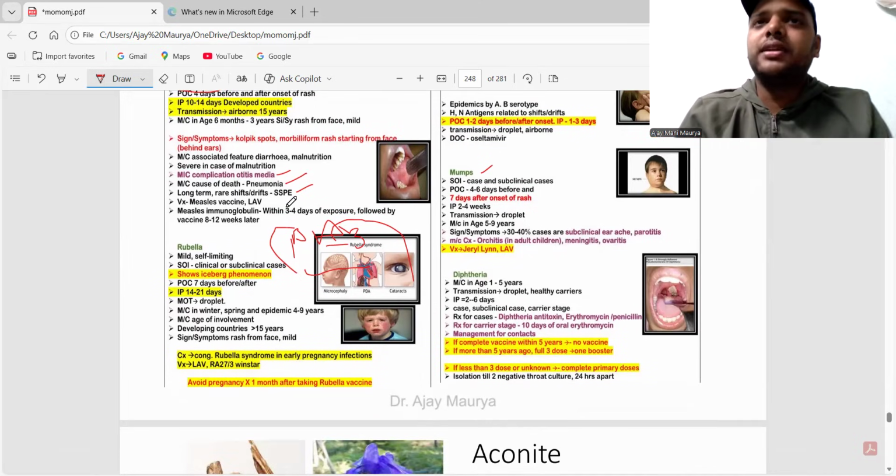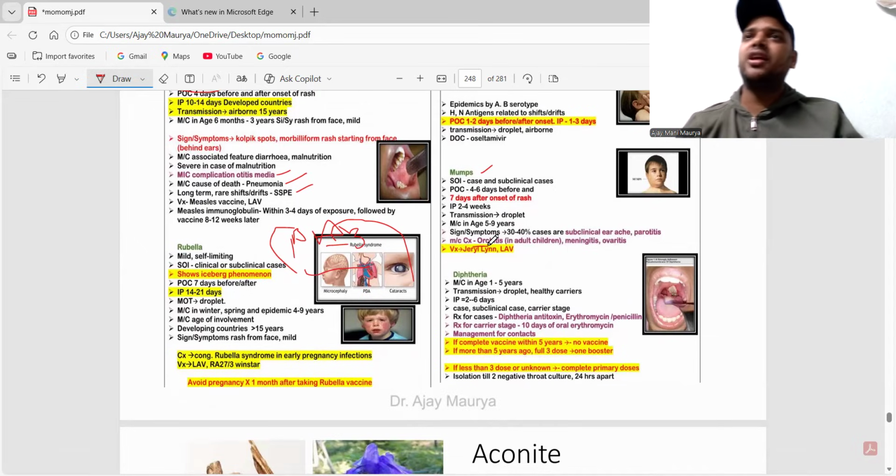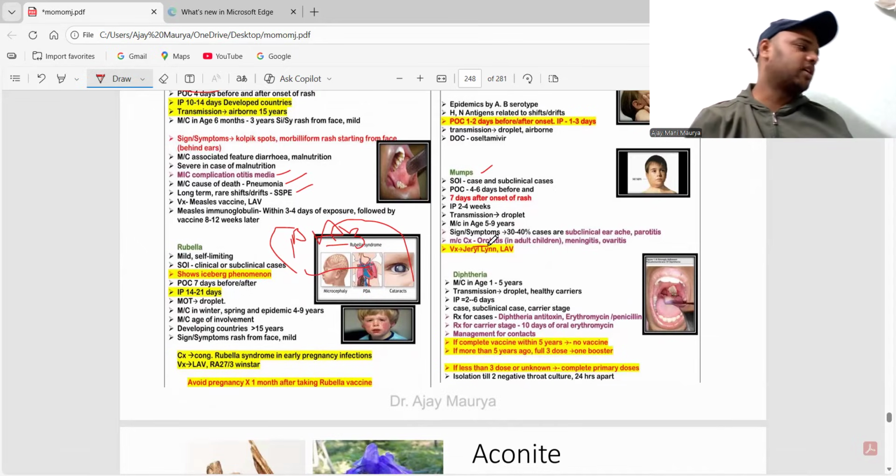Here they will ask you what is the most common complication. The most common complication is the orchitis. Orchitis in children, is it bilateral or unilateral orchitis? It's unilateral orchitis. Okay?